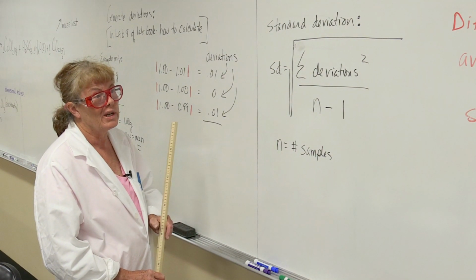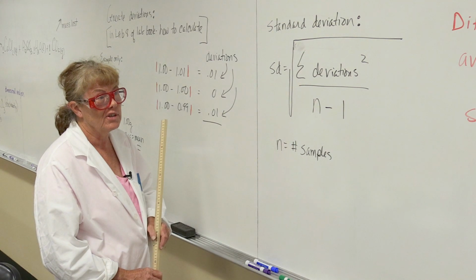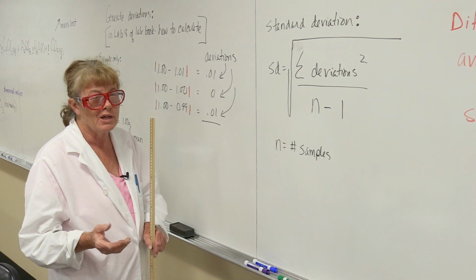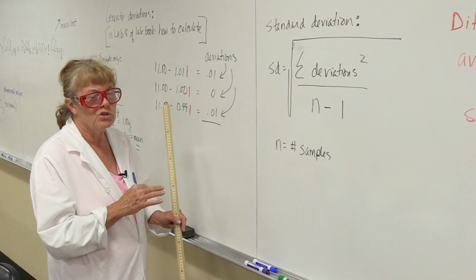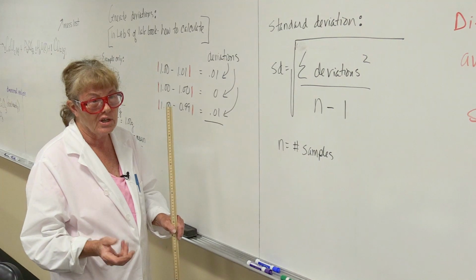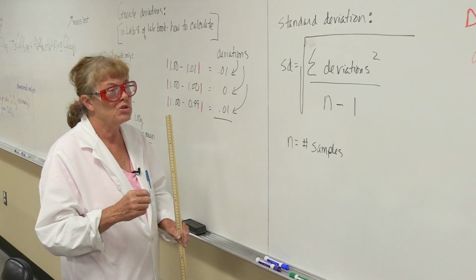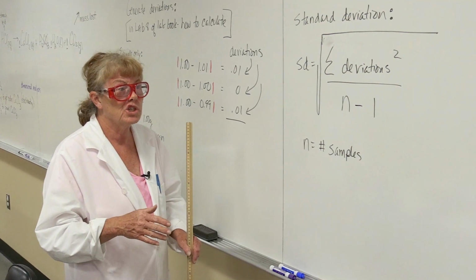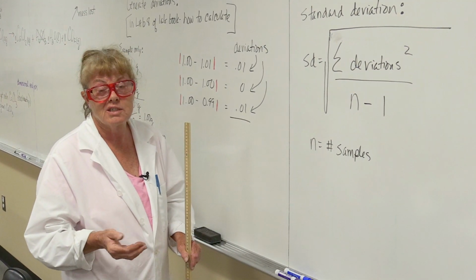The difference between average deviation and standard deviation: average deviation is for when you only do a few samples. So really we could use average deviation for this, but we want to show you how to do standard deviation. In a production lab, you may have 500 samples you're doing for the day. Then you would generate statistics using standard deviation.